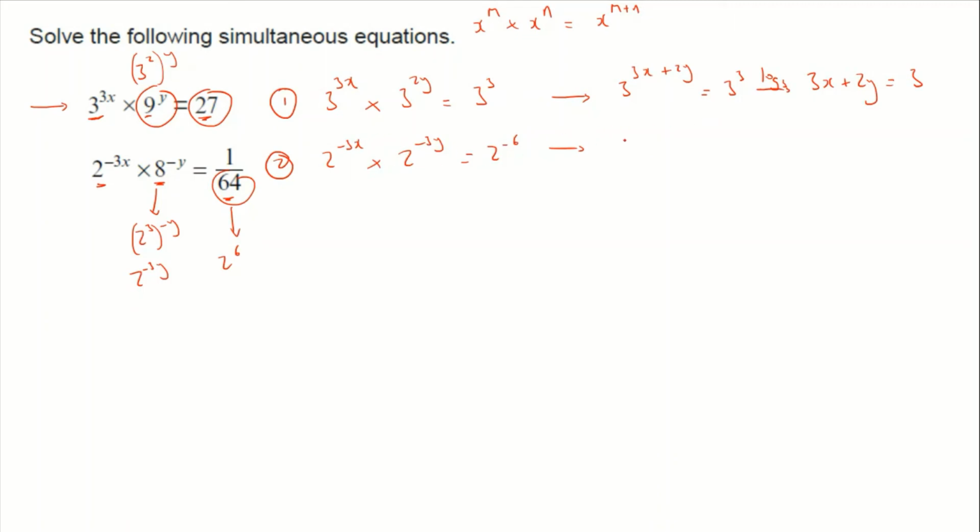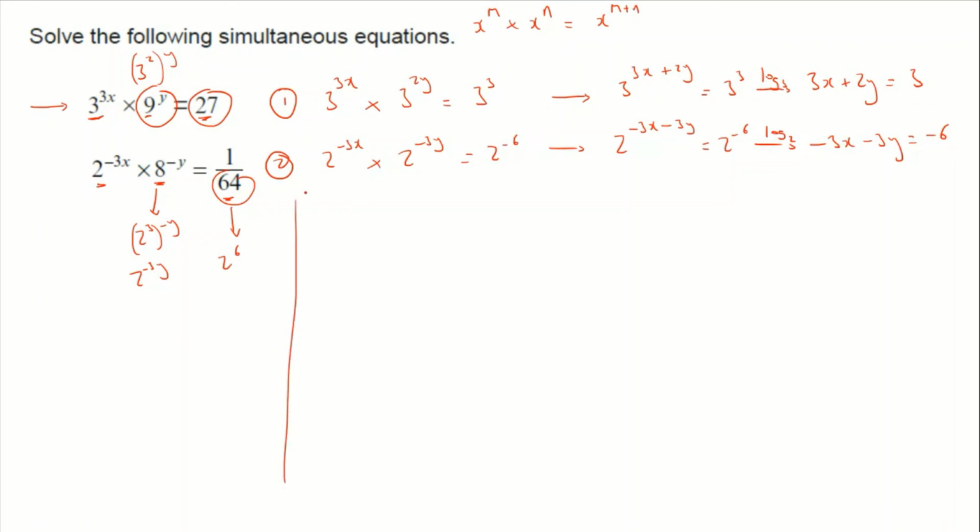And this one similarly, if you add these two powers together, remember, I know it's a minus, but if you add the negative, you still take it away. You get 2 to the minus 6. In this case, you just take log to base 2, and you would get minus 3x minus 3y equals minus 6. I'm going to write these two equations down here again separately.